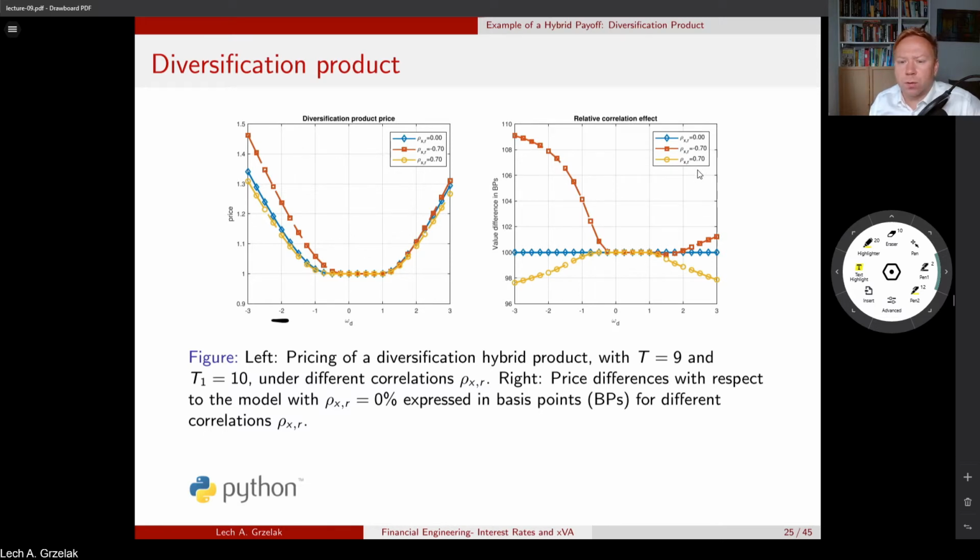And here we're looking at the relative correlation effect. So this will be a price, and here we are looking in terms of basis points, how many basis points impact. So this is essentially a re-representation of this picture into this. Let's take a look at the code.